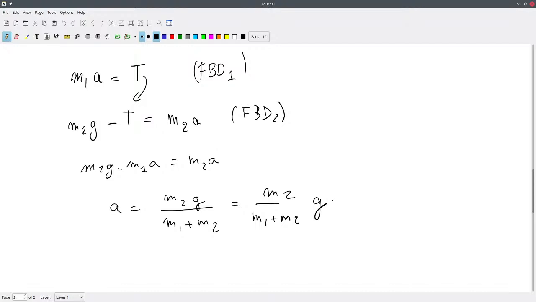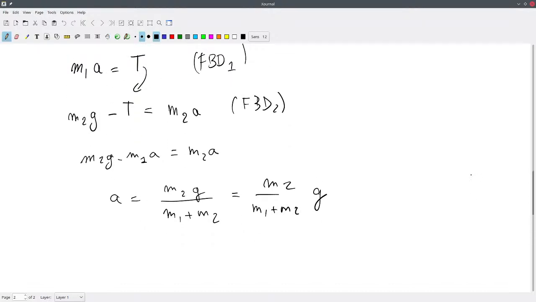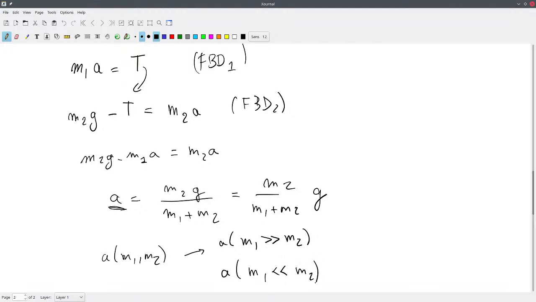So does that make sense? One thing we'll often do in physics is explore the limits. So we can think of this acceleration as a function of mass 1 and mass 2. A depends on m1 and m2. But instead of thinking about mass 1 and mass 2 as two independent quantities, let's think about what happens to the acceleration. What happens if m1 is much greater than m2? And what happens if m1 is much less than m2?